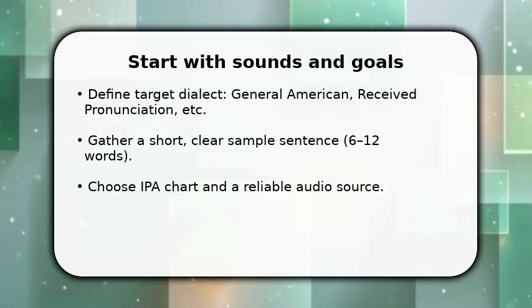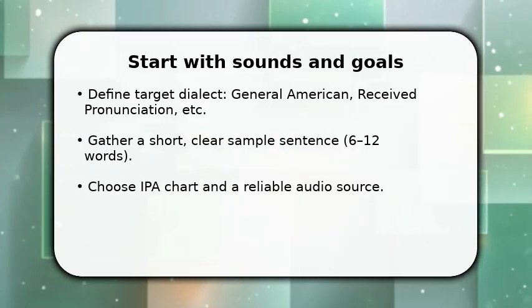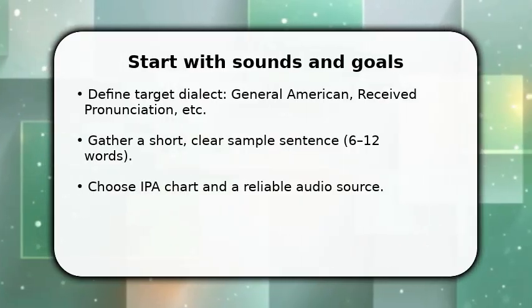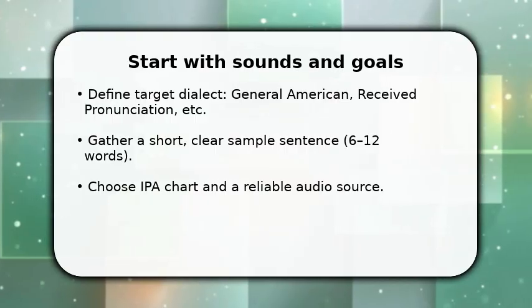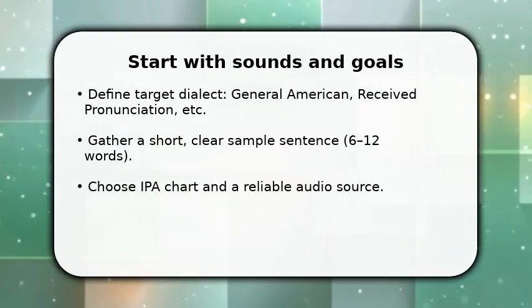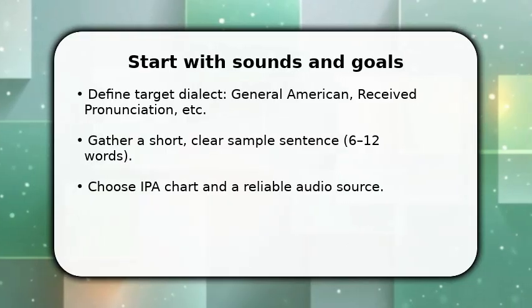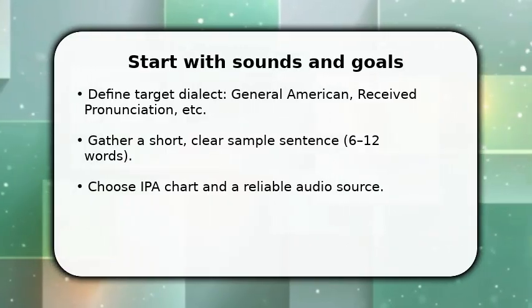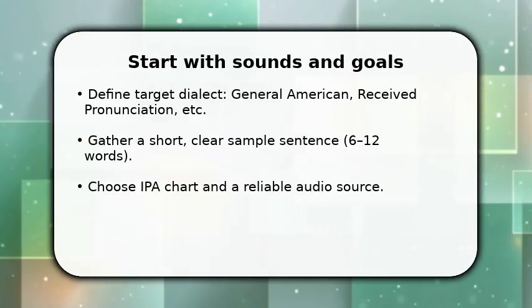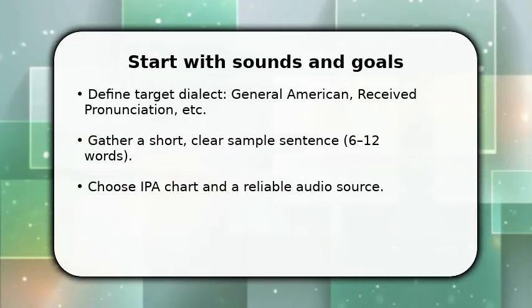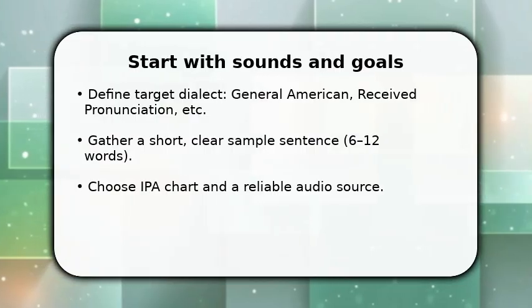You begin by listing the exact sounds you must capture and why they matter for intelligibility. Start with a short sample sentence and play it slowly. This reveals stress and vowel quality. Once done, open an IPA chart and mark symbols for vowels and consonants you hear. Make sure to note primary stress and syllable breaks immediately.